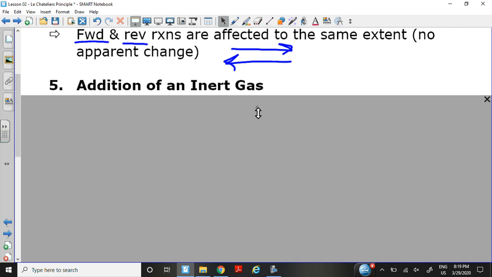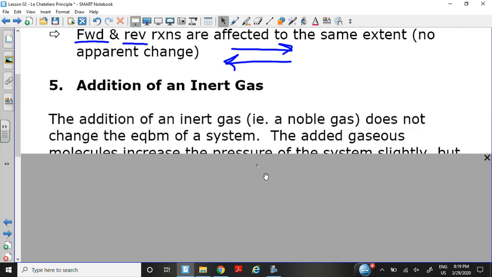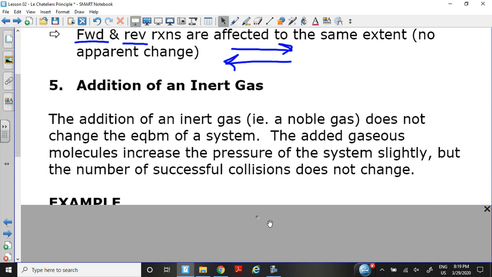The last scenario is what happens when you add an inert gas. If you add an inert gas to a system, sometimes it's there just to help with the pressure or provide a certain atmosphere for the reaction to take place. Sometimes oxygen is not favorable because things react in oxygen, so you use a different gas instead. Using these noble gases is one thing that's sometimes done.